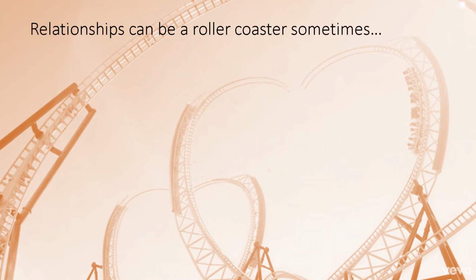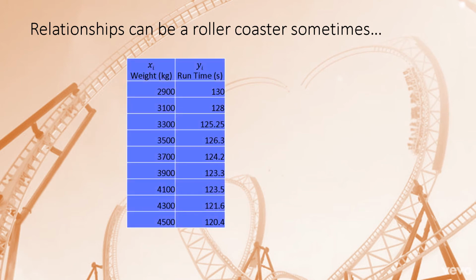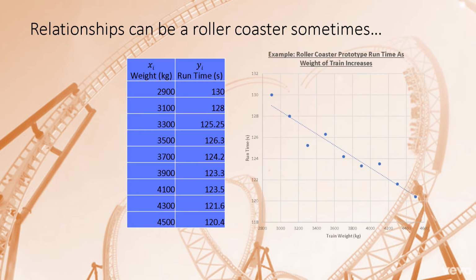Relationships can be a roller coaster sometimes. Here, we have an example of a roller coaster running a course with different weights added on each time. As you add weight to a roller coaster, the more momentum it has, causing it to complete the course faster as you add people to each row.